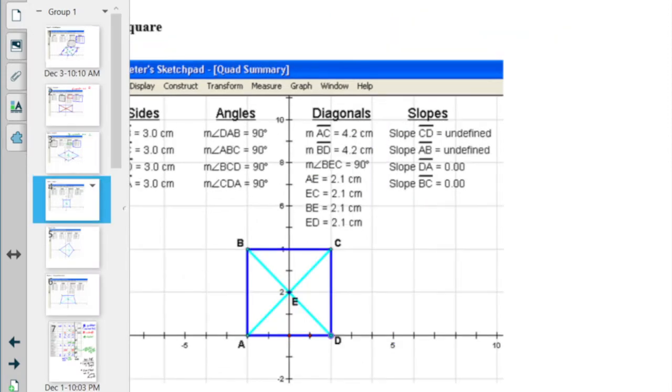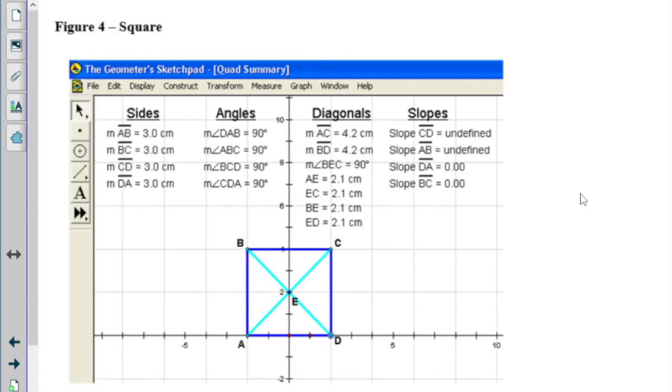Now let's talk about our square. You'll notice that all of these things are true. The thing that makes it a square is that it's a combination of my rhombus and my rectangle. All the sides are the same and all the angles are the same. You'll notice that it's a parallelogram because the slopes here are the same.